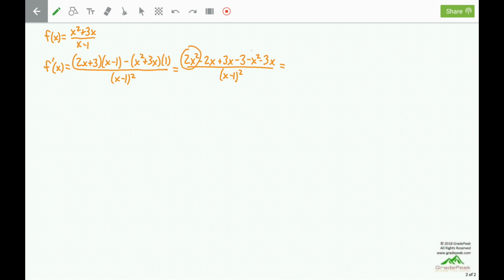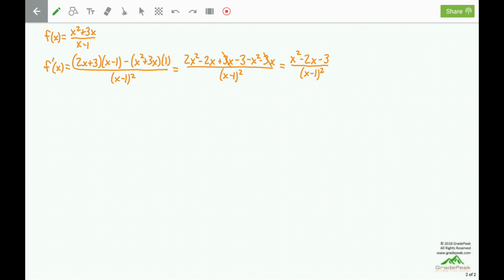We can combine like terms together in the numerator. 2x squared and negative 1x squared will combine to be positive 1x squared. There is a negative 2x, a positive 3x, and a negative 3x. The positive 3x and the negative 3x will cancel, so that'll leave a negative 2x. And then there's a negative 3 that does not combine with anything, all over x minus 1 squared.